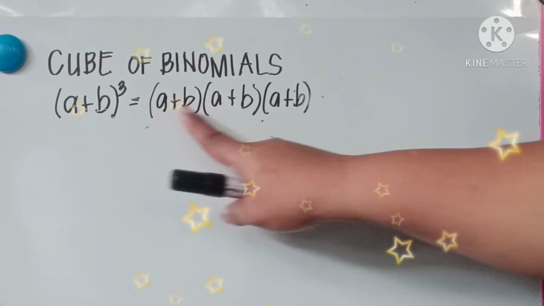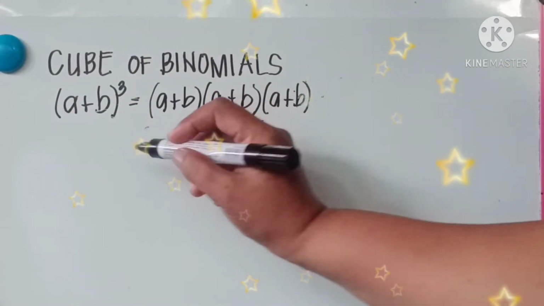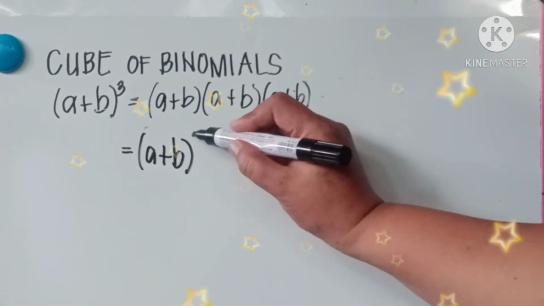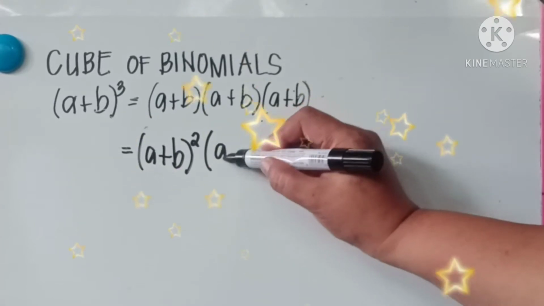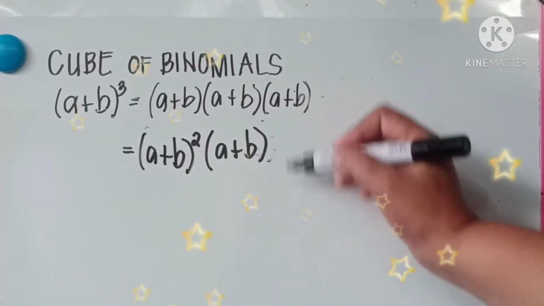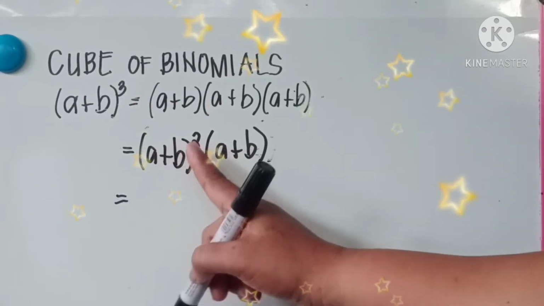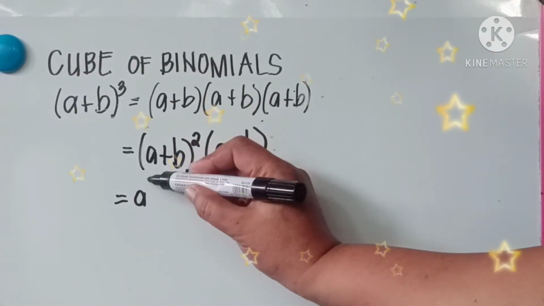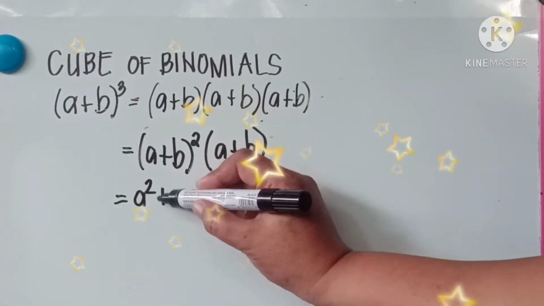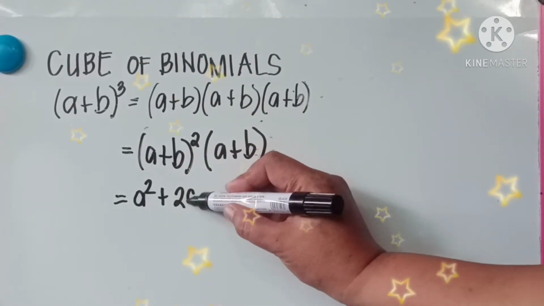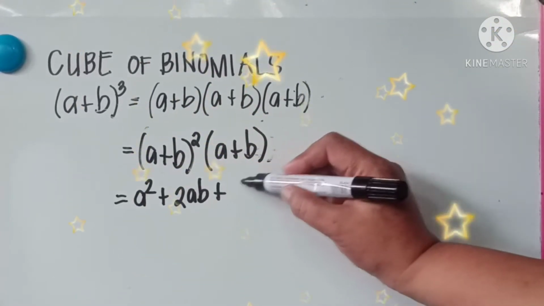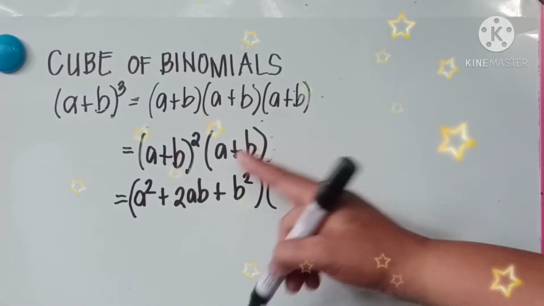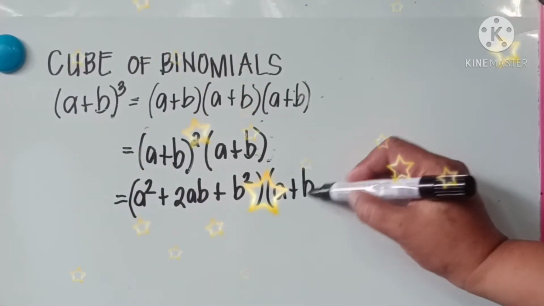Okay, now we can express this as a square of a binomial. So we have a plus b, raised to the second power, then multiply this by a plus b. If we get the product of the square of a plus b, the answer is the square of the first term plus twice the product of the two terms plus the square of the second term. Then multiply this by a plus b.